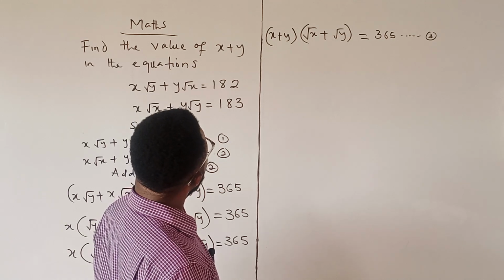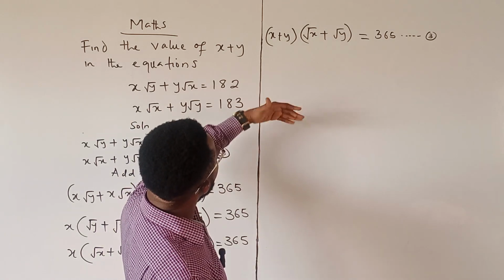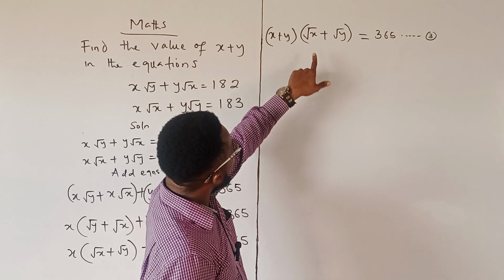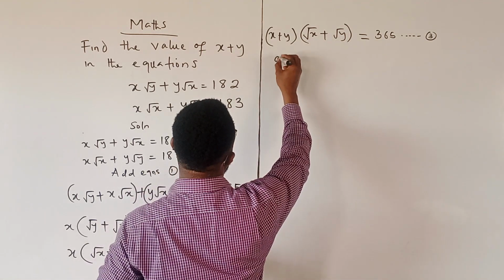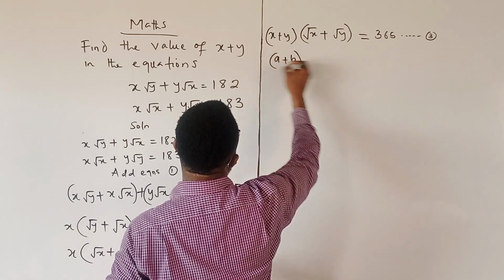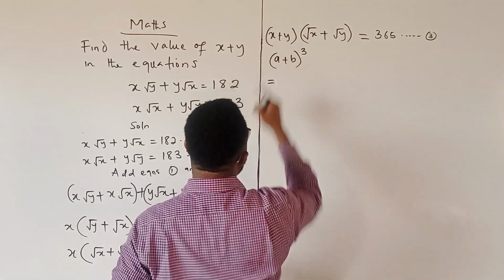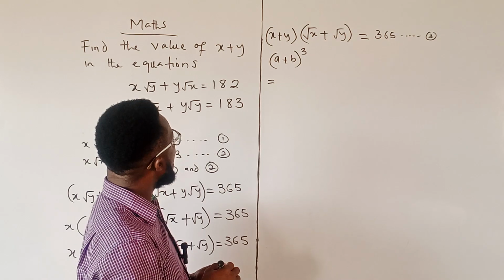So, get here, you may get confused, but if you are used to some identities, like for example this, a plus b cube, this is called the cube of a sum.